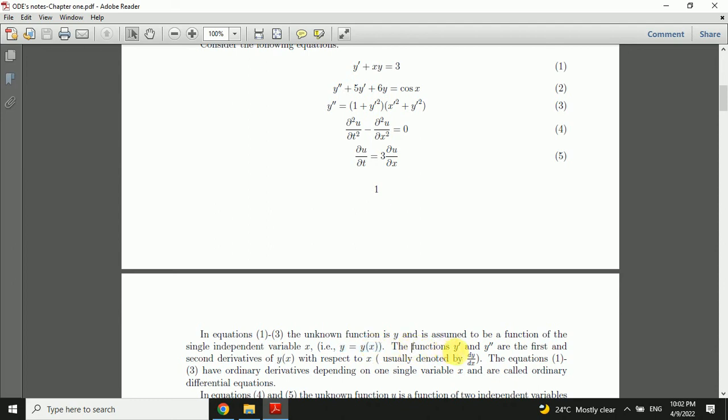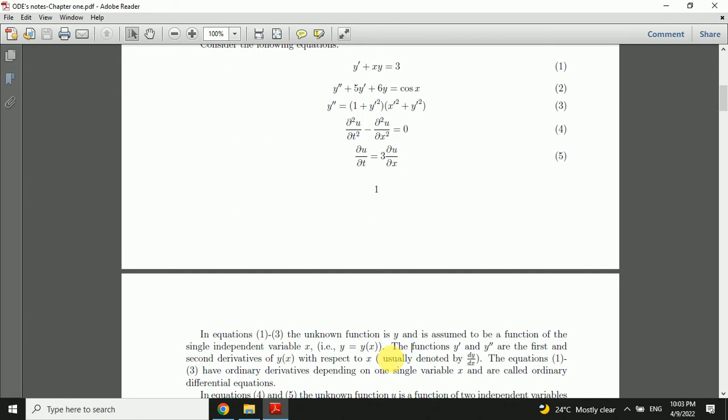And the functions y prime and y prime prime. We've looked at y prime. We saw that y prime is the same as dy/dx, and dy/dx means you've differentiated y with respect to x one time. Now what if you have y prime prime? y prime prime means you've differentiated y with respect to x two times. Okay? So y prime and y prime prime are the first and second derivatives of y with respect to x.